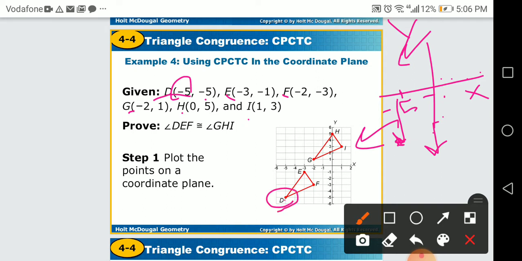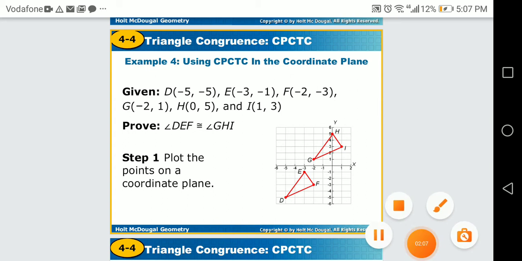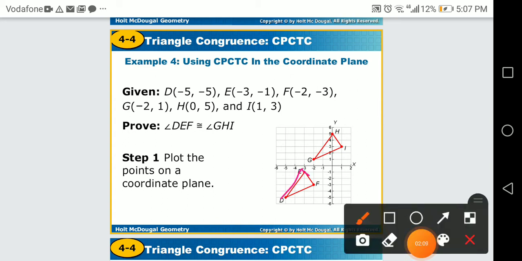Okay, -5 and -5. After this, E is (-3, -1). On the x-axis on the negative side, -3, and then I go down just one step to -1 and plot point E. After that, here we have F, (-2, -3): -2 on the x-axis and -3 down. After drawing the three dots, I connect the three dots with segments. Connecting the three dots together gives me that triangle.